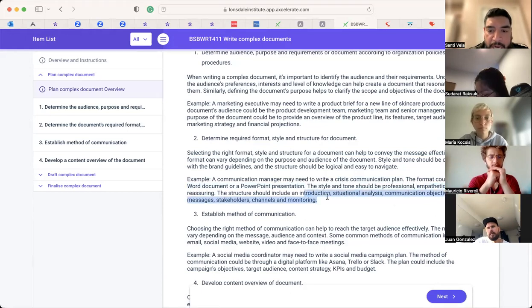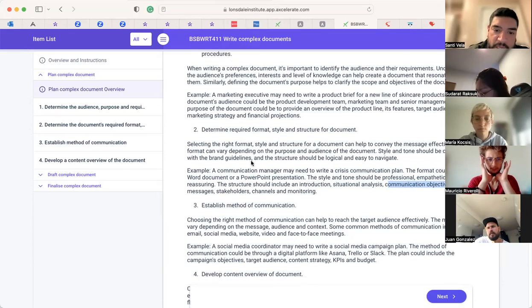The structure should include introduction, situational analysis of that crisis, communication objectives, key messages, stakeholders, channels that will be used, email I guess, and monitoring. All right. So this is the format.